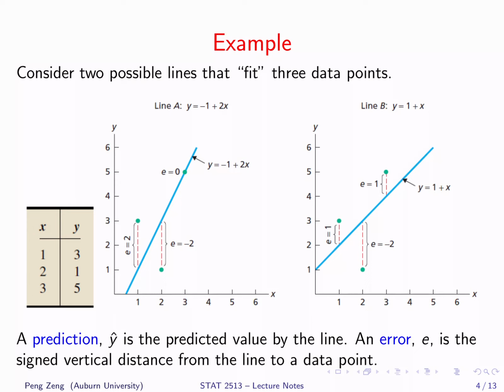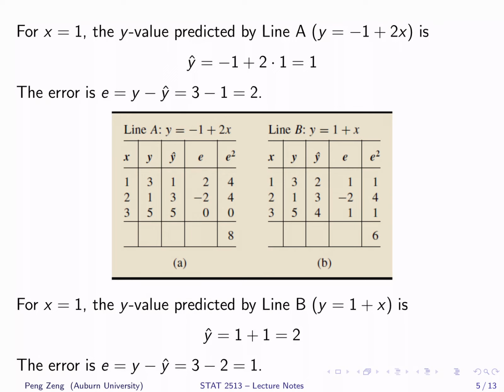An error is the signed vertical distance from the line to a data point. If the data point is above the line, the error is positive. If the data point is below the line, the error is negative. Here, we do some calculation for these 2 lines. The first line, A, is y equals -1 plus 2x. When x equals 1, the predicted value of y is y hat equals -1 plus 2 times 1 equals 1. The error can be calculated as E equals y minus y hat equals 2.